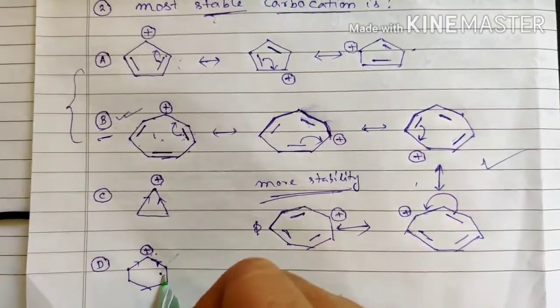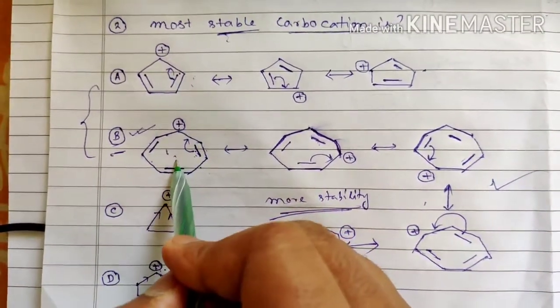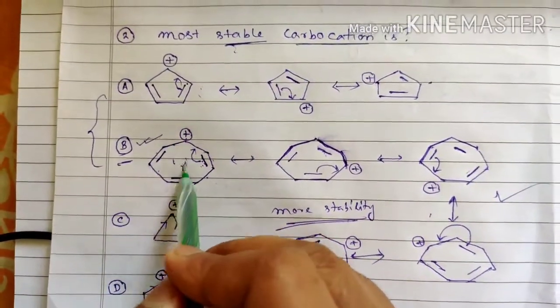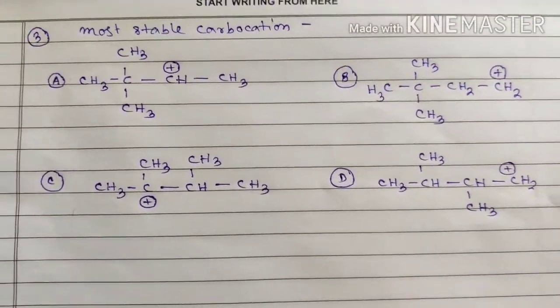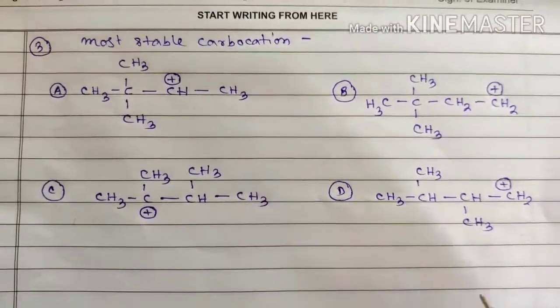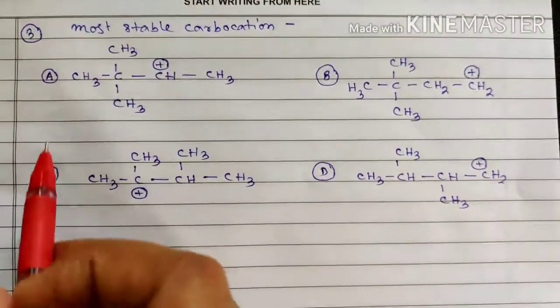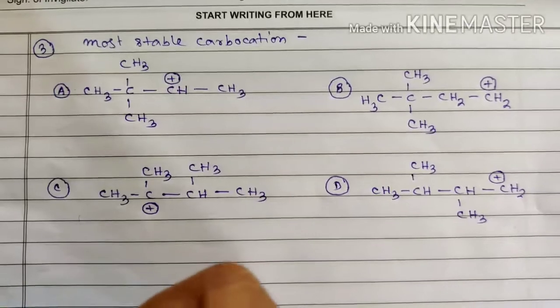These two are also a little bit stabilized, but comparison was between these two mainly, and out of these two, this one will get the upper hand in terms of stability. Third question for today is similar: the most stable carbocation among the four. Let us see the four options carefully.